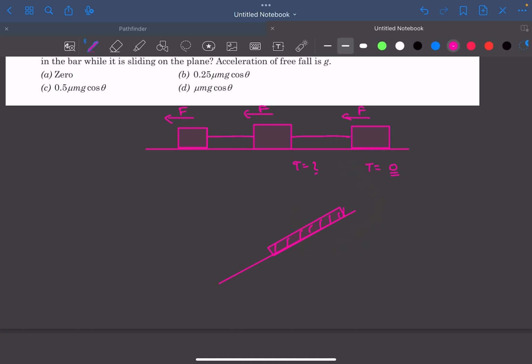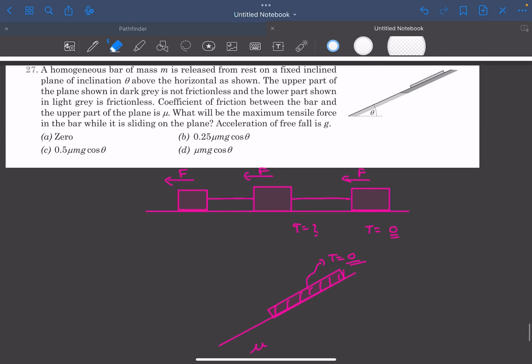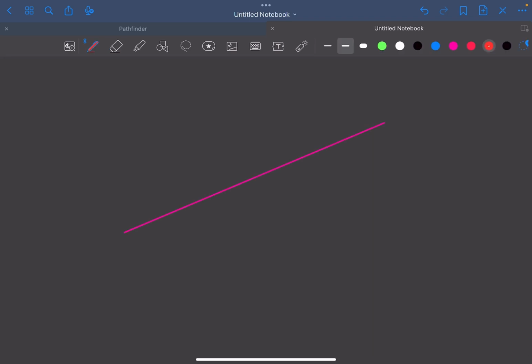And mind you, there is no friction here, all right? Or even if it has friction, it's uniform friction everywhere, okay? In that case, the tensile force developed in the rod is zero everywhere. But in the problem that is given to us, it's not the same case. The situation is slightly different.